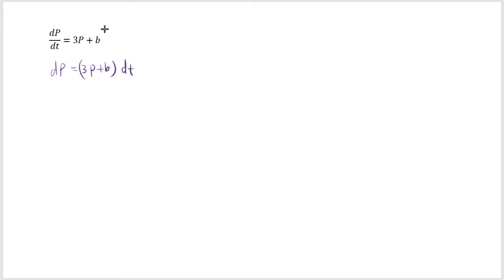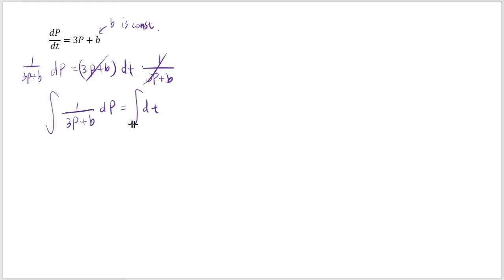Okay, and b is just a constant. So if it helps you, just think of b as the number 5 or something like that. To bring this over there, you either have to divide or multiply. Let's multiply 1 over 3p plus b on both sides, so that these cancel and you end up with 1 over 3p plus b dp equals dt.